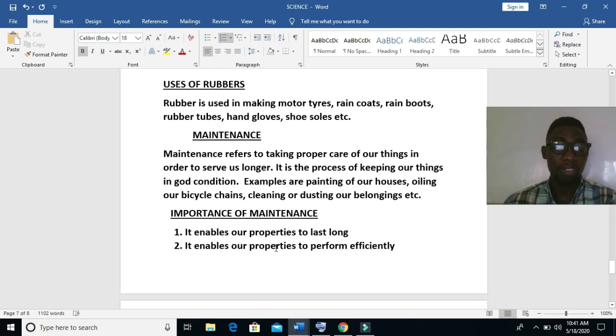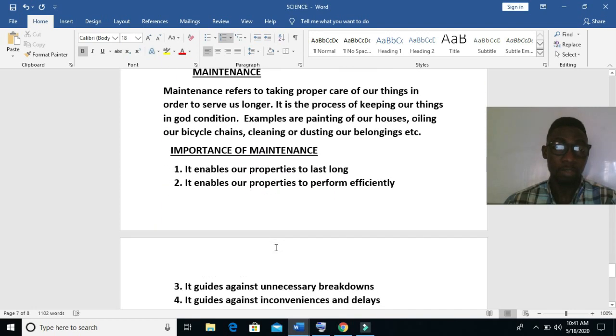So the last part of the topic is maintenance. So we're going to look at what maintenance means and the importance of maintenance, why we need to maintain things or materials around us. Alright, maintenance refers to taking proper care of our things in order to serve us longer. Take note of that. Taking care of our things in order to serve us longer. It is a process of keeping our things in good condition.